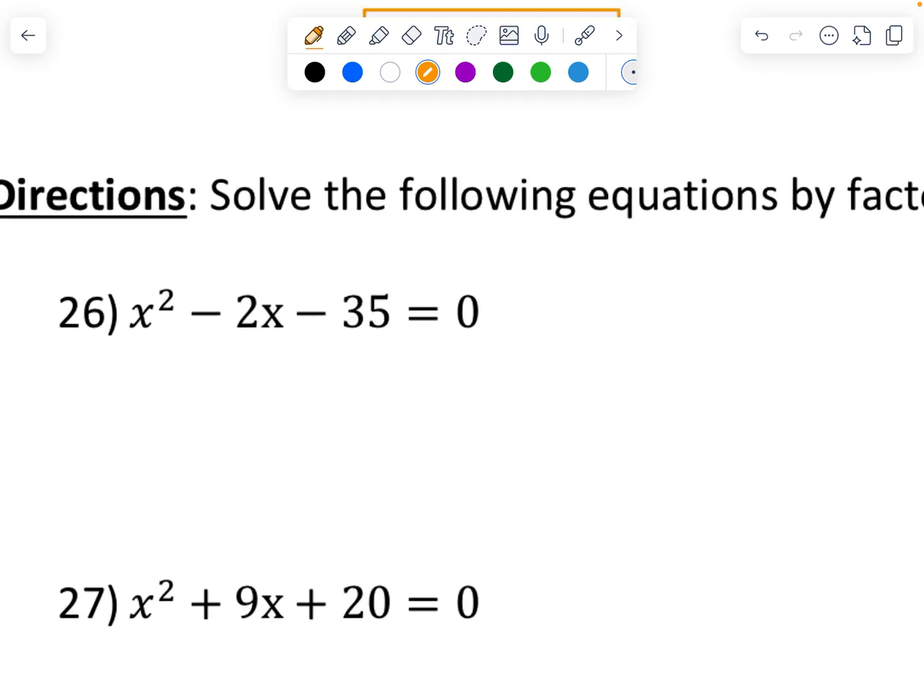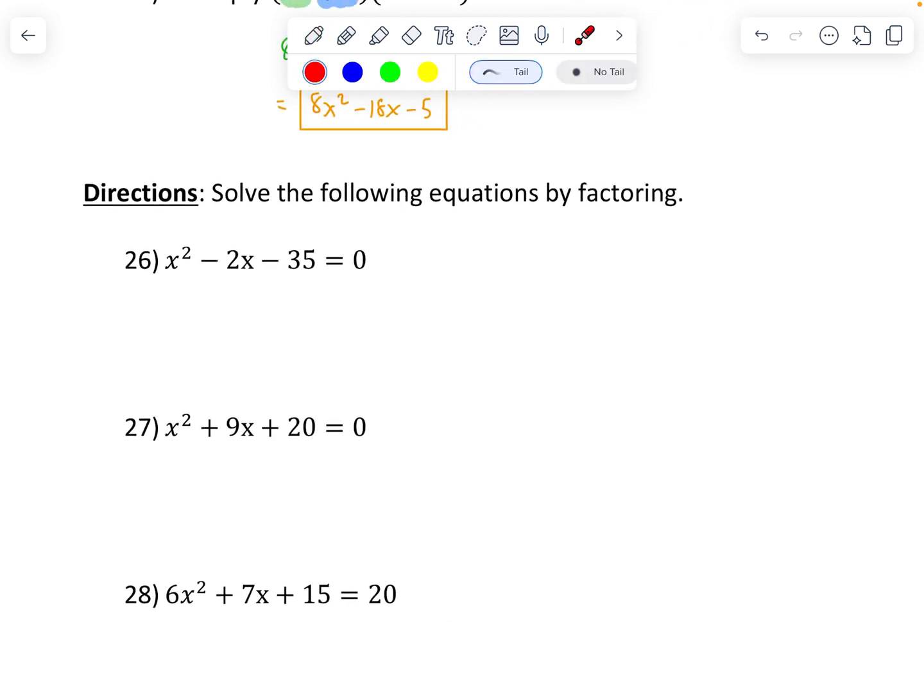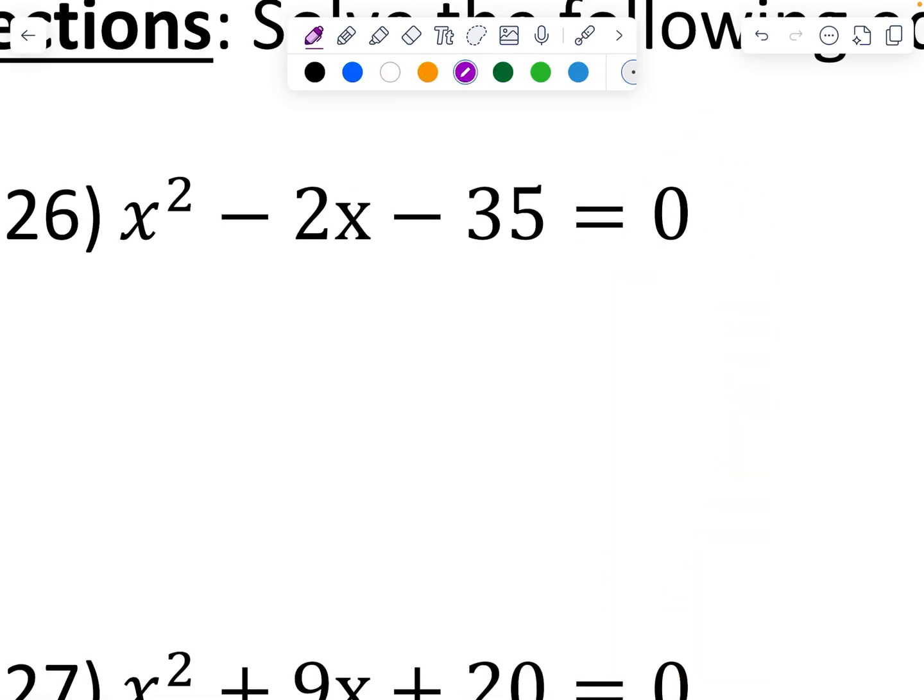Okay, solve by factoring. 28 is the tricky one. We'll get to that, but when your leading coefficient is 1, we are just double bubbling and finding two numbers that multiply to get this and add to get that, as long as it's equal to 0. Even on this one, we got to make it equal 0 first. So this is going to be x minus 7 times x plus 5 equals 0.